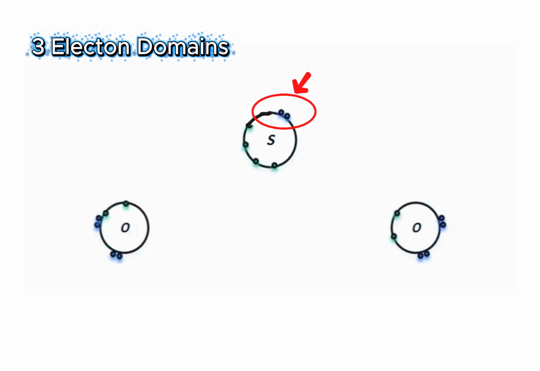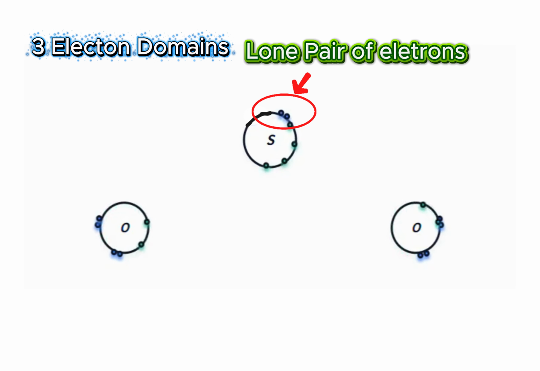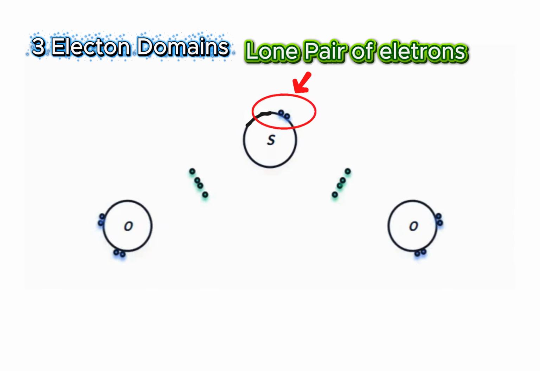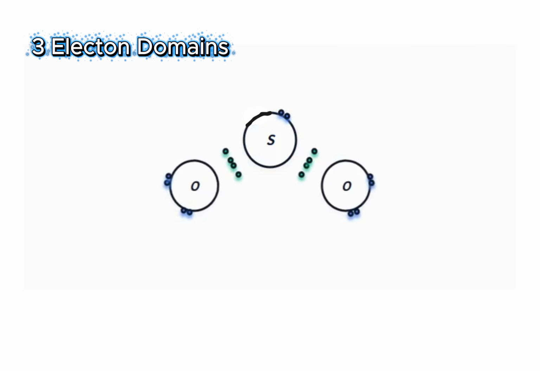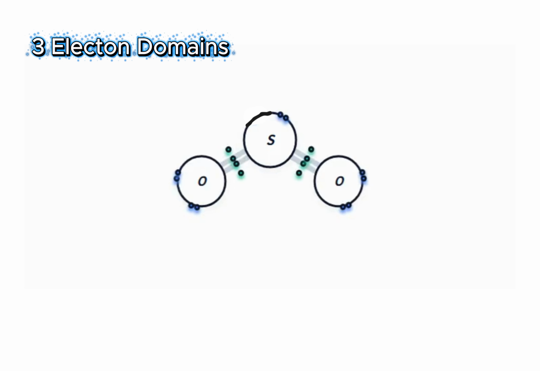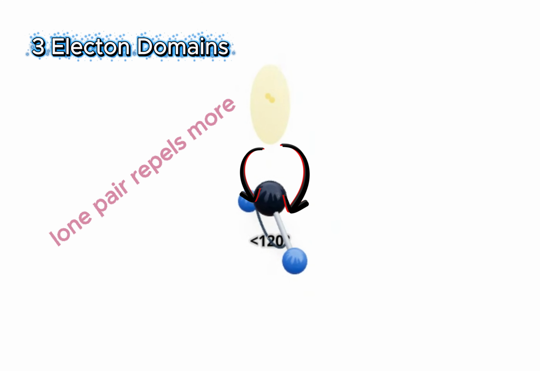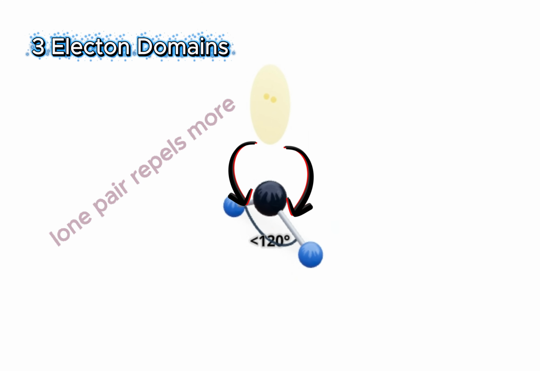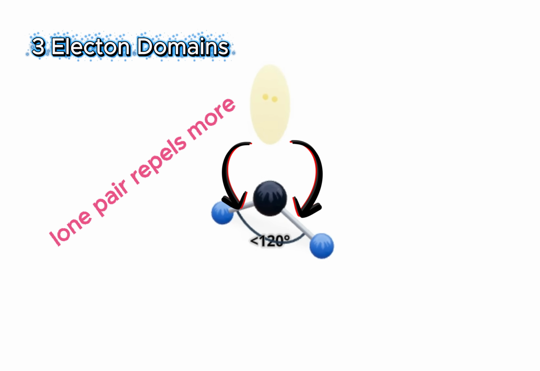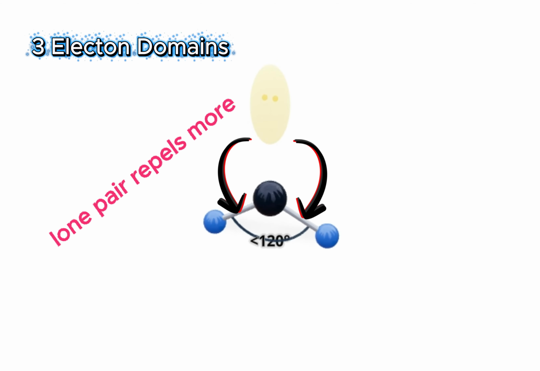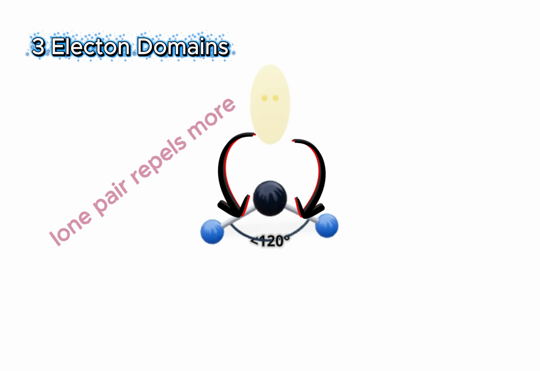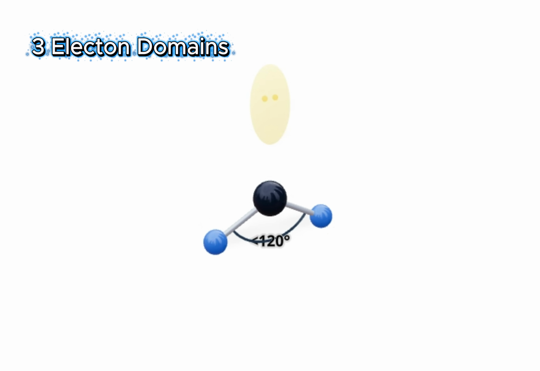But what if the central atom has 2 bonds and 1 lone pair of electrons? It still has 3 electron domains, but the situation is different. The lone pair takes up a massive amount of space and presses down hard on the bonds on both sides. As a result, the bonds are pushed downward, forming a V-shaped bent structure. The bond angle shrinks to less than 120 degrees.